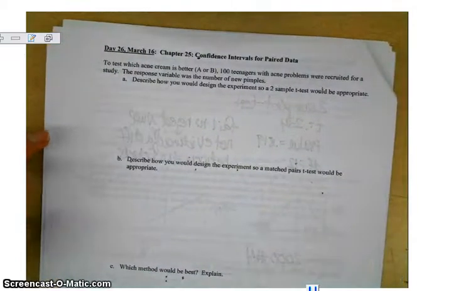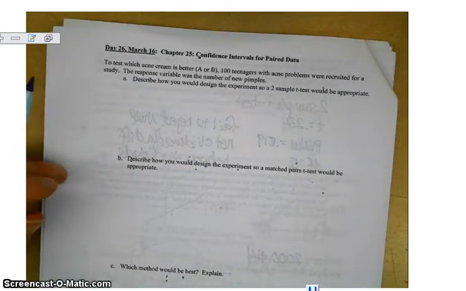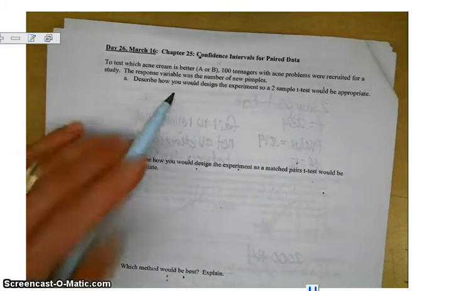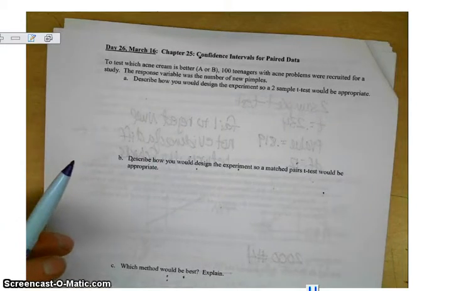So what we want to do is test which acne cream is better, A or B. Okay, A or B. 100 teenagers with acne problems were recruited for a study. The response variable was the number of new pimples. So I want to describe number of new pimples. That's what we're going to do.